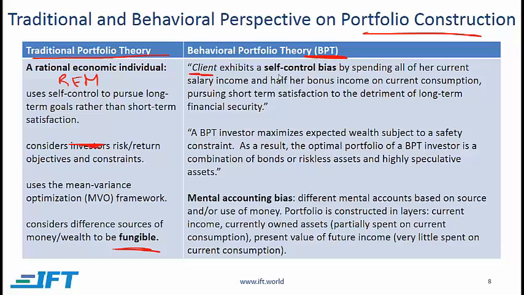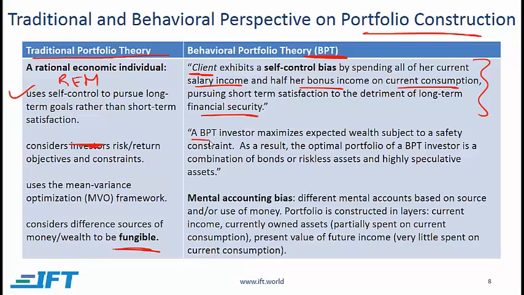Fungible means easily interchangeable. Now here are some statements from past papers which suggest behavioral portfolio theory. Client exhibits self-control bias by spending all of her current salary income and half her bonus income on current consumption, pursuing short-term satisfaction to the detriment of long-term financial security. So if somebody is doing this, they are clearly not acting like a rational economic man, because this is what a rational economic man will do. Here this person is focusing more on short-term satisfaction.